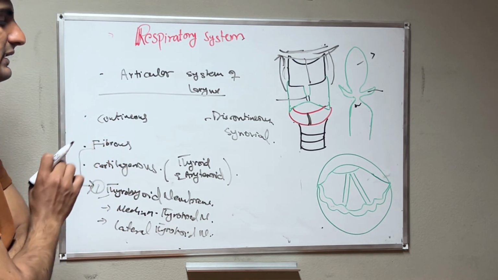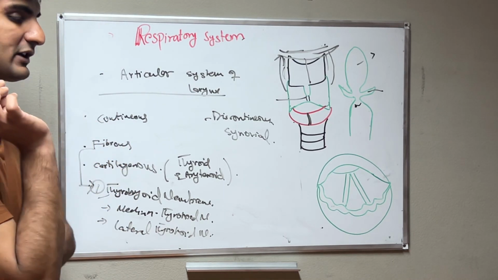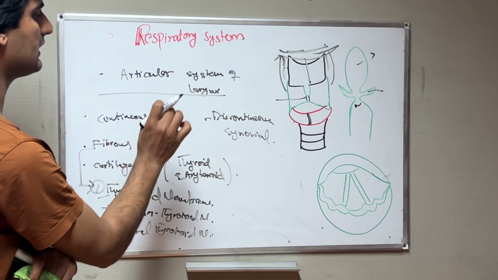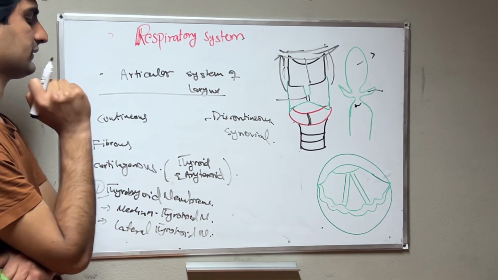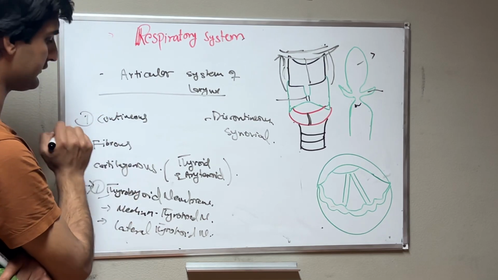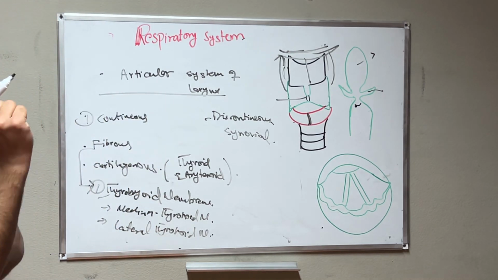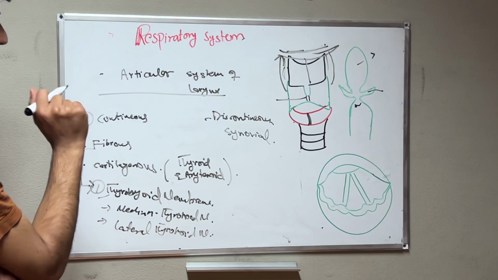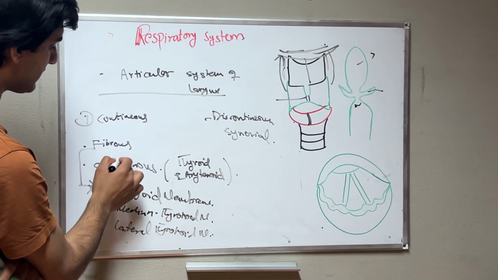This is the fibrous and cartilaginous. I told you we have two articulating systems: continuous articulating system and discontinuous articulating system in the larynx. Now we are first talking about the continuous. In continuous we have two types of continuous articulation in the larynx. First is fibrous and cartilaginous.